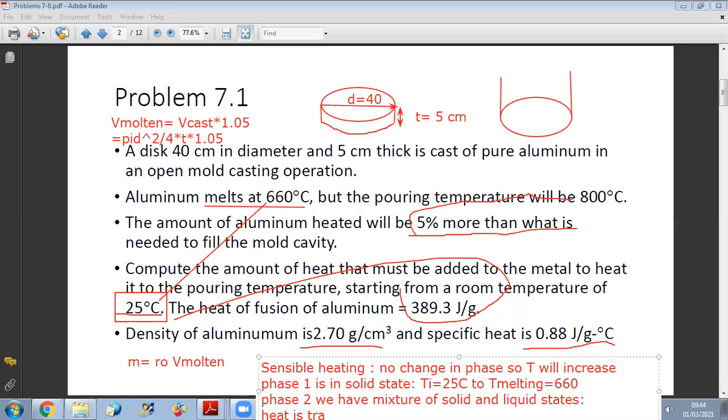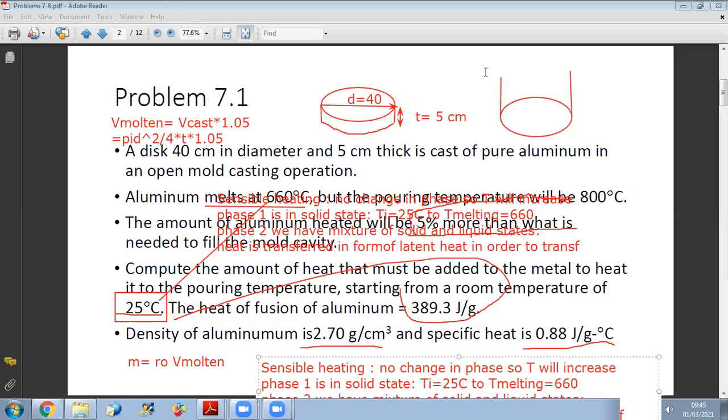This heat is transferred in the form of latent heat in order to transform from 100% solid to 100% liquid. So let me draw it here, maybe you cannot see it.